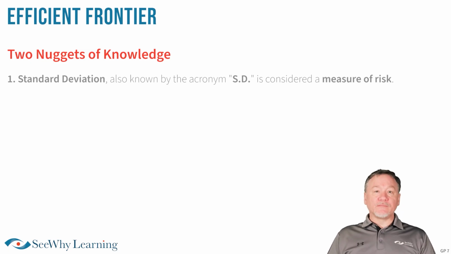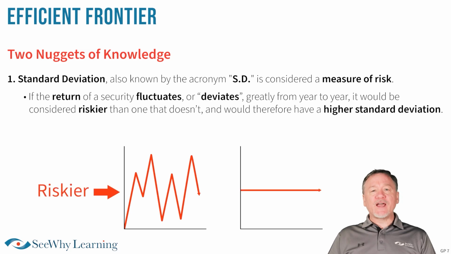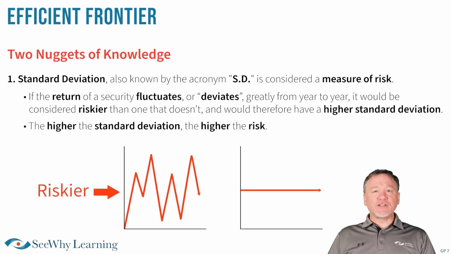Nugget number 1. Standard deviation, also known by the acronym SD, is considered a measure of risk. In simple terms, if the return of a security fluctuates or deviates greatly from year to year, it would be considered riskier than one that doesn't and would therefore have a higher standard deviation. Now, the higher the standard deviation, the higher the risk. Don't worry, you won't be called upon to actually calculate standard deviation. We'll leave that to the math guys.